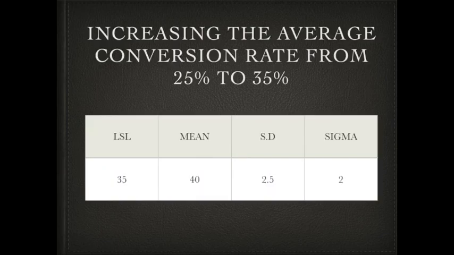Sales. The most important indicator in sales, conversion rate. Increasing the average conversion rate from 25% to 35%. The target is 35, the mean level is 40, so our conversion rate is well beyond our target. Standard deviation is 2.5. Here the difference between the mean and the target is just 5, and in 5 we can accommodate 2 2.5s, 2 standard deviations. So here the sigma level is 2.